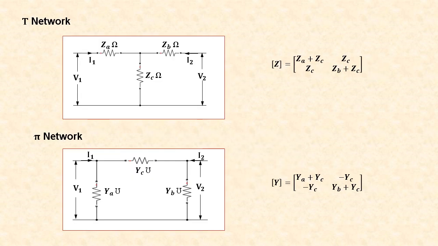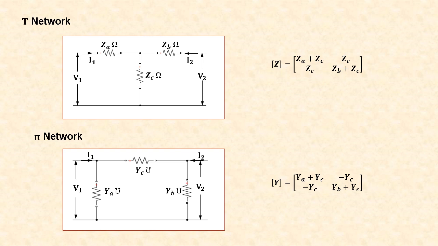Next is T network. If the two-port network is in the form of a T, it is called a T network. For this T network, the Z parameters can be calculated as Z11 is nothing but ZA plus ZC. Z12 is nothing but ZC. Z21 is also ZC. And Z22 is nothing but ZB plus ZC.